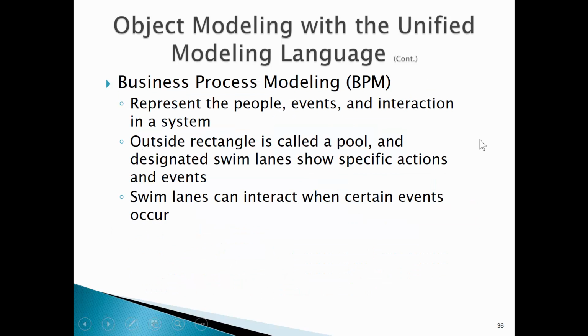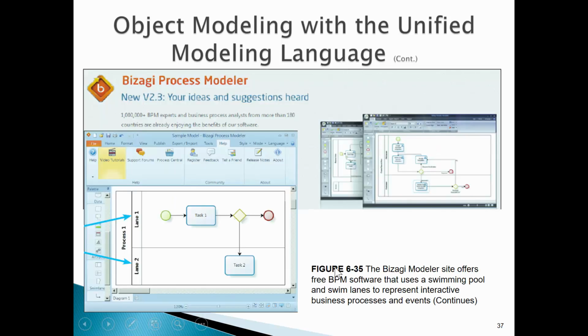So business process modeling, BPM as we call it, represents the people, events, and interaction in a system. The outside rectangle is called a pool, and it designates swim lanes, which show specific actions and events. Swim lanes can interact when certain events occur. So here is an example.